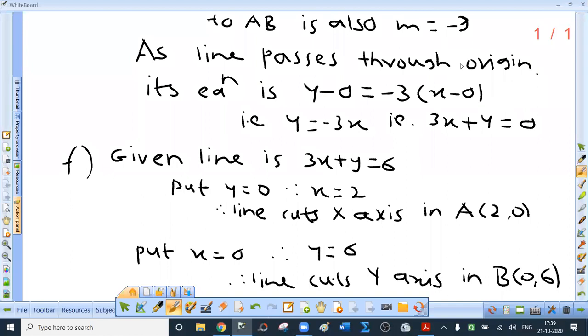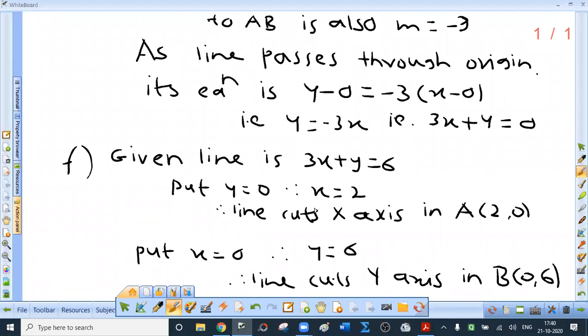Now F part: find the equation of the line passing through the origin and which bisects the portion of the line 3x plus y equal to 6 intercepted between the coordinate axes. Now we must obtain the points in which the line cuts the coordinate axes. The simplest way is to write this equation in double intercept form, because if a line cuts the x-axis in (a, 0) and the y-axis in (0, b), then its equation is x upon a plus y upon b equal to 1, which is the other method.